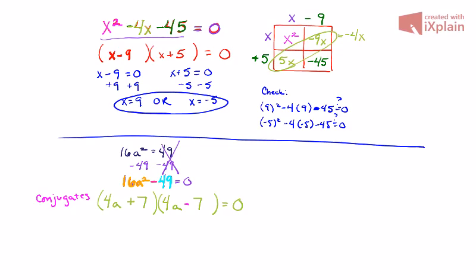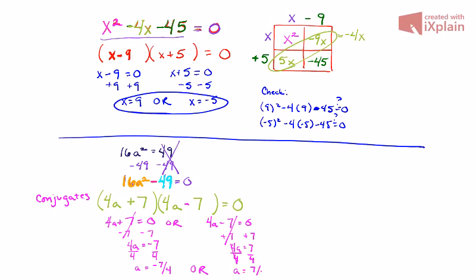So again, we have 4a plus 7 could be equal to 0, or 4a minus 7 could be equal to 0. So we can subtract 7 from both sides in this case. We have 4a is equal to negative 7. Divide both sides by 4, and in this case a is equal to negative 7/4. Or, in this other case, we can add 7 to both sides, divide both sides by 4, and we get a is equal to 7/4. So it is completely fine and sometimes expected that your final solutions will be fractions. While you may not be best friends with fractions, the fact of the matter is that sometimes your answers are going to be fractions. It's no big deal.